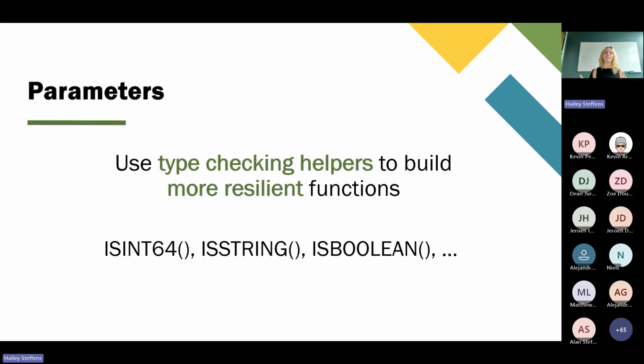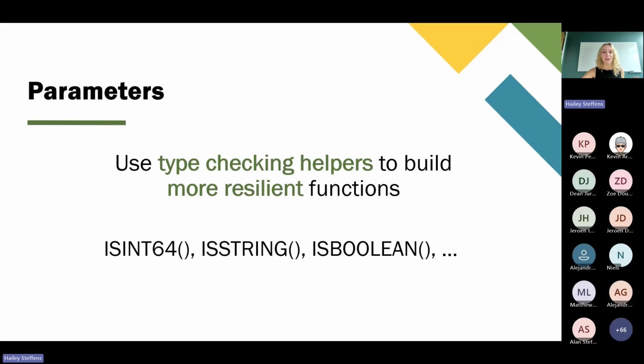You can also use different type checking helpers to help you build more resilient functions here. So you can see that some examples here are is int64, is string, is Boolean. Basically, you pass a single value into this and it'll just return a true or false if it is that data type or not. So you can use this to help mitigate errors within your functions.